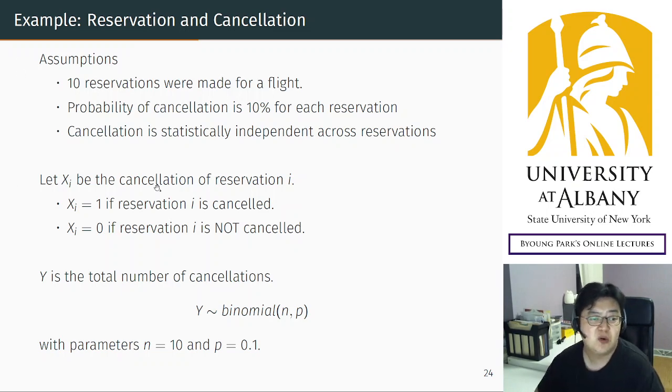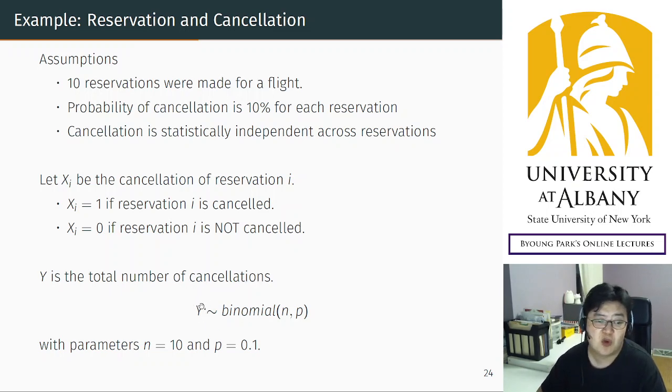And we denote cancellation as 1 and non-cancellation as 0, right? So cancellation is success and non-cancellation is failure. This is just notation. It's just encoding. So I'm not saying cancellation is good. And then we are interested in the total number of cancellations in this situation.